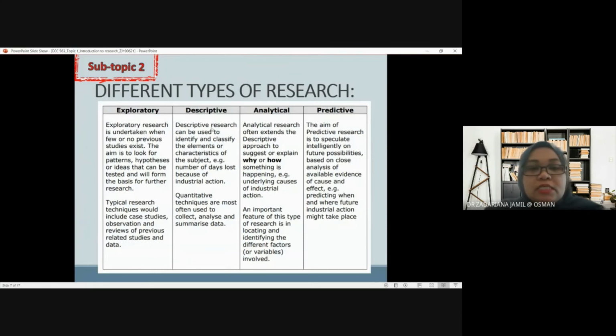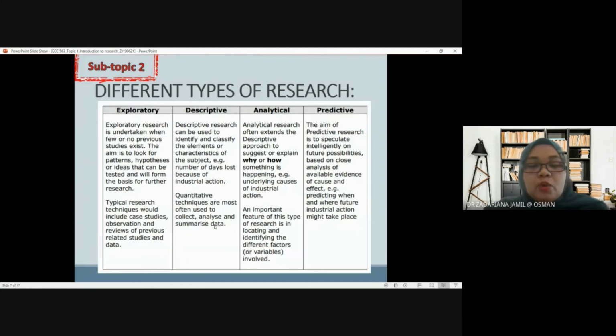Descriptive research is about identifying and classifying the elements or characteristics of the subject, for example the number of days lost because of industrial action, or the number of people who lost their jobs during COVID. It can use quantitative or qualitative techniques. If quantitative techniques are applied, it is more about collecting, analyzing, and summarizing the data.